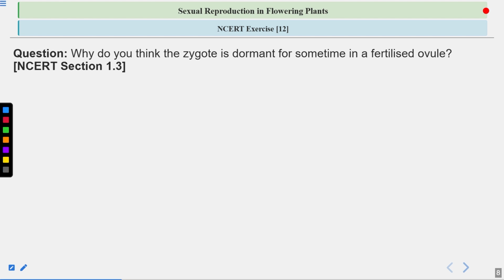Now we are moving to our next question: why do you think the zygote is dormant for some time in the fertilized ovule? Okay, before moving to this question, there was a question asked. Can you please explain the difference between PEN, endosperm and endospermic tissue? I explained this, so I hope it is clear for you.